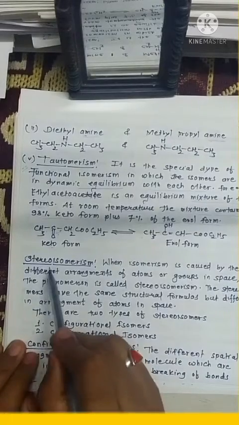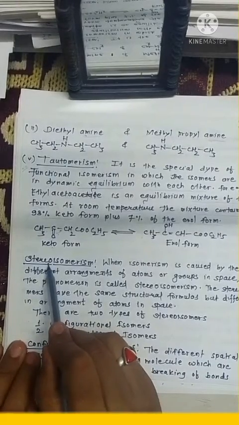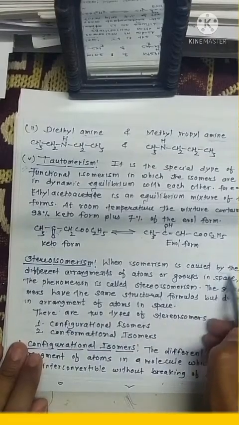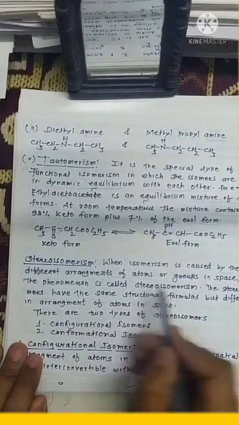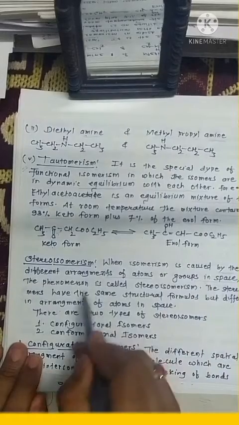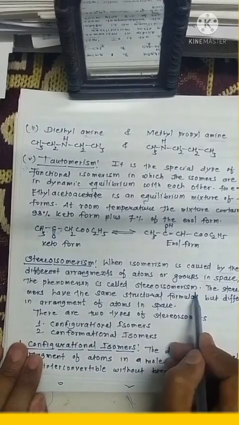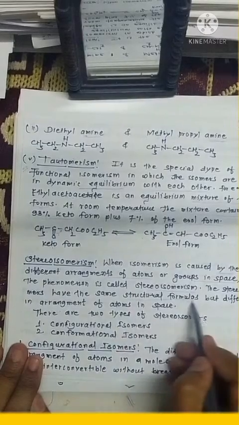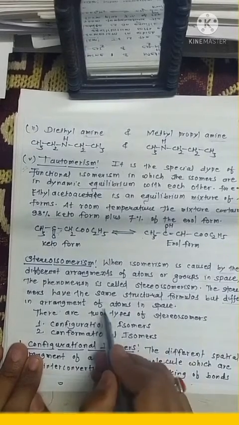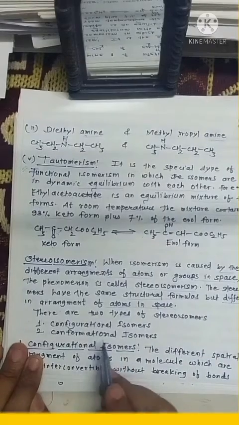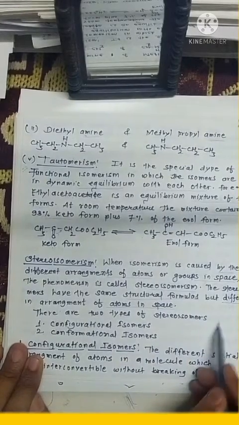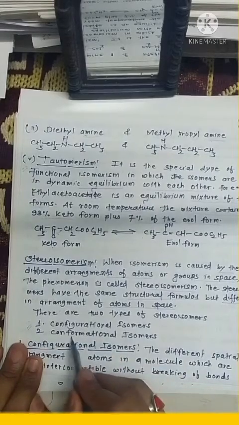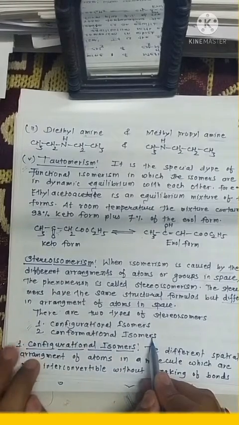Now we are going to see what is meant by stereoisomerism. When isomerism is caused by different arrangement of atoms or groups in space, the phenomenon is called stereoisomerism. Stereoisomers have the same structural formula but different arrangement of atoms in space. There are two types of stereoisomers. First is configurational isomers, second is conformational isomers.